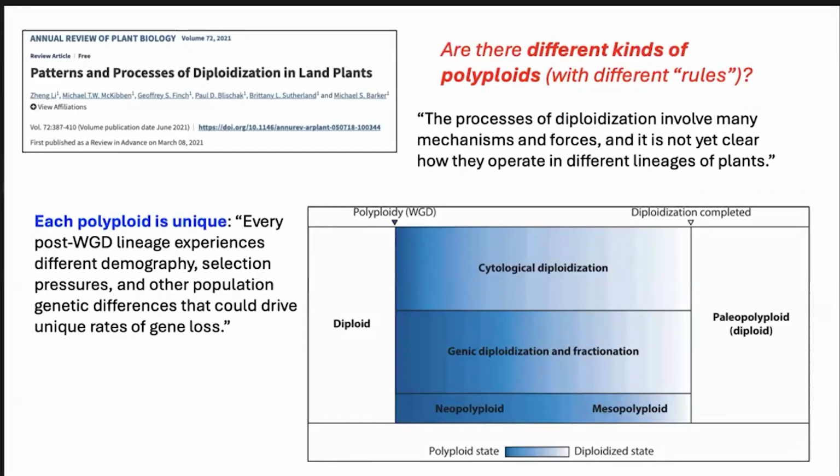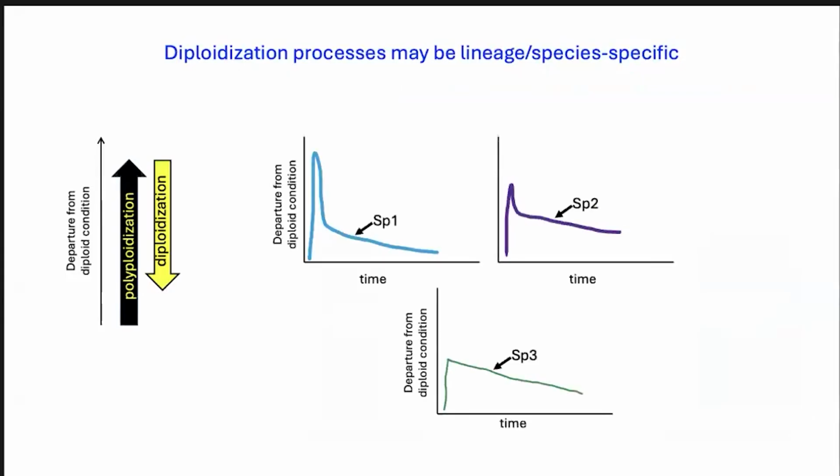And as they point out here, post whole genome duplication, each lineage experiences different demography, selection pressures, other population genetic differences that could drive unique rates of gene loss and other phenomena involved in diploidization. So if we think about diploidization as bringing us back towards the diploid level, we look at this over time. I just drew these little diagrams. Diploidization process may be lineage specific. So if you think about the same process, different species may do it differently. Some with, on the left-hand side, a big drop off right away down back towards the diploid condition, and then a decline after that. Some that don't drop as much, and others that are much more gradual.